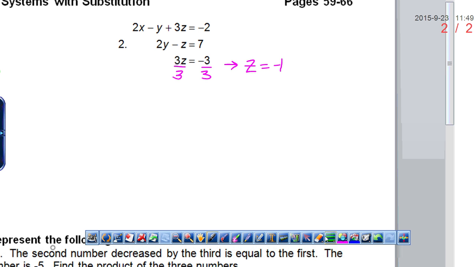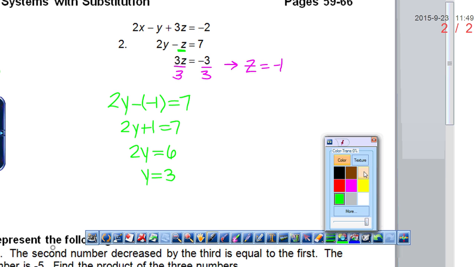Once we have that z is equal to negative 1, we can take that and plug it in to our second equation. So if 2y minus negative 1 has to equal 7, that means 2y plus 1 equals 7. So 2y equals 6, and y equals 3.